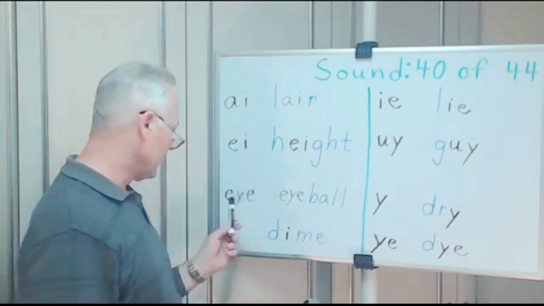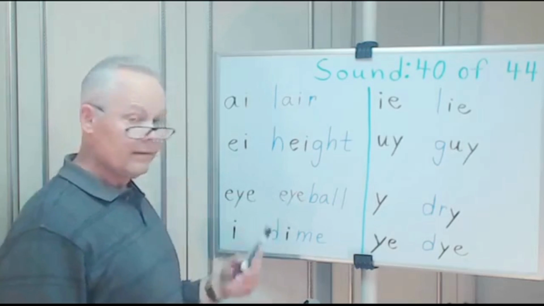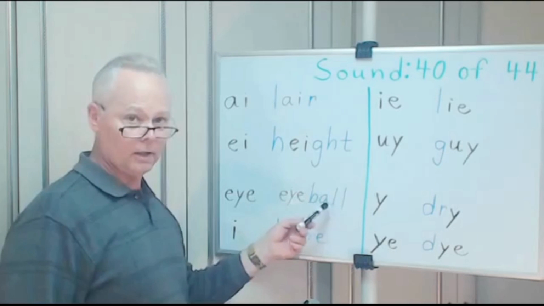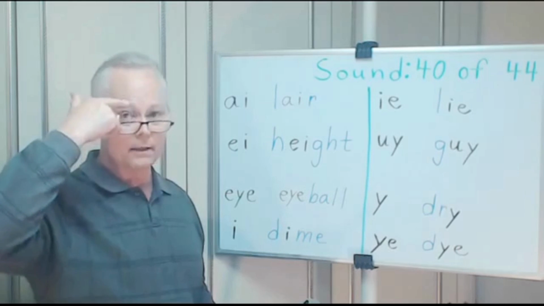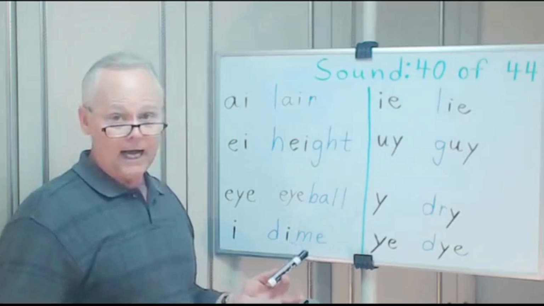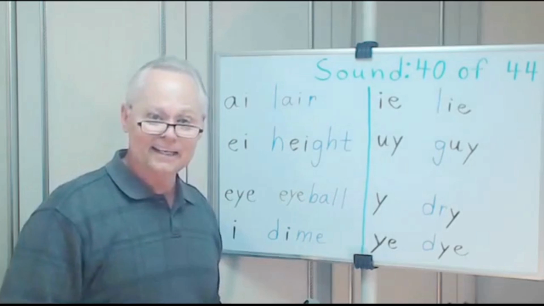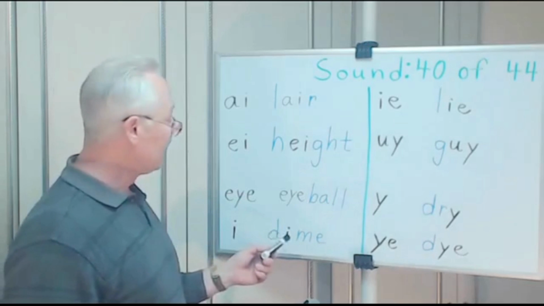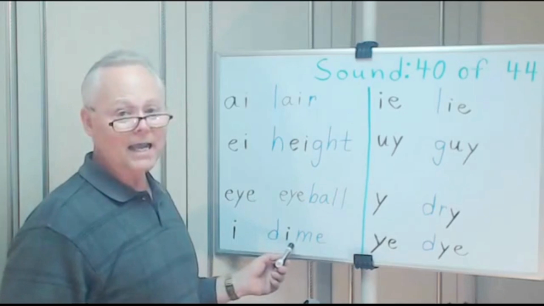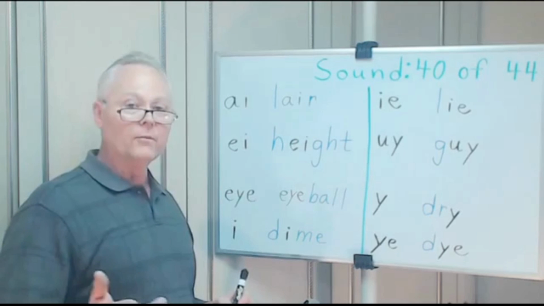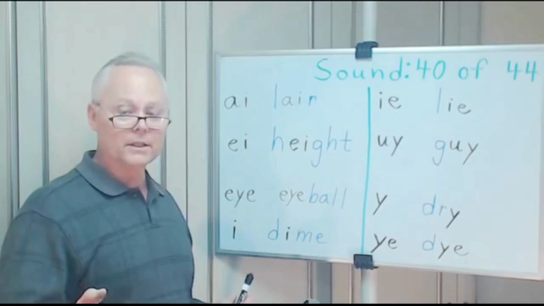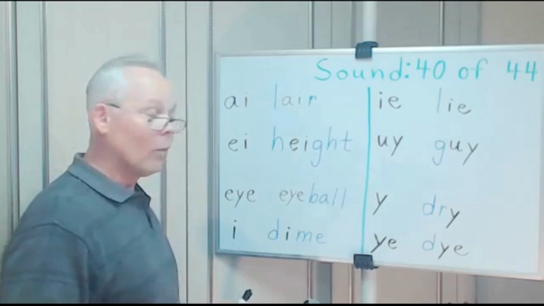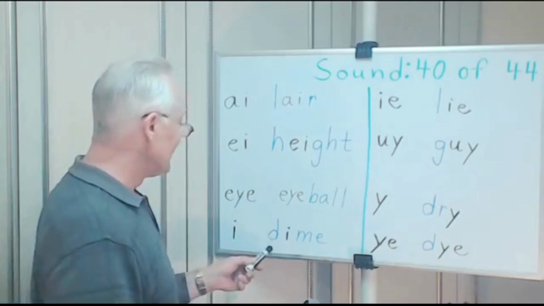We have E-Y-E in the word eye. My eyeball. Eyelid. Eyebrow. Eye. A ribeye steak. And the letter I in the word dime. An American coin is a dime, and it's worth 10 cents, 10 pennies. 1/10 of a dollar. Dime.